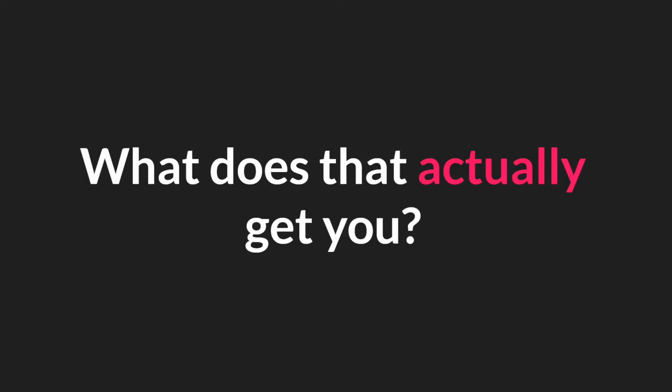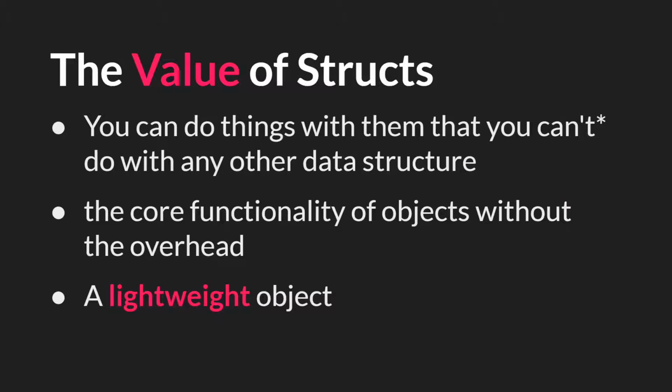So what does a struct having its own scope actually get you? Why is it so useful? Well, the primary use is that you can do things with them that you can't do with any other data structure. And I have an asterisk here because, of course, if you jump through enough hoops, you could. Everything that structs do was possible in some sense before structs were introduced. It's not like now you're going to be able to make some type of game that you were never able to make before.